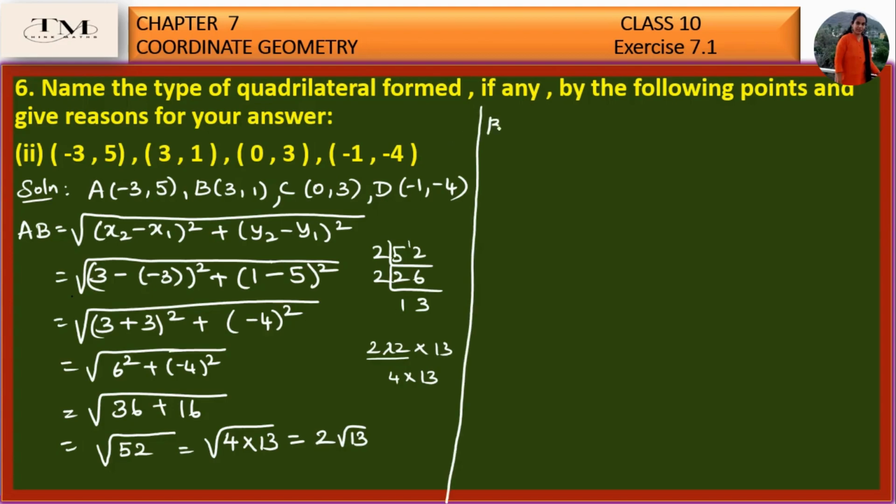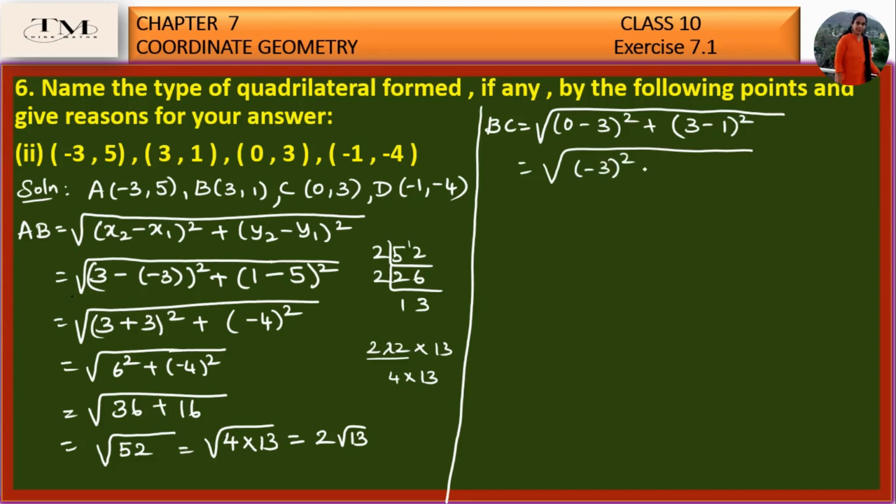So next we have to find BC. BC is equal to the square root of (x2 minus x1) whole square, so (0 minus 3) whole square plus (y2 minus y1), which is (3 minus 1) whole square. Minus 3 whole square is 9, 2 square is 4, and 9 plus 4 is 13. So we will get root 13.